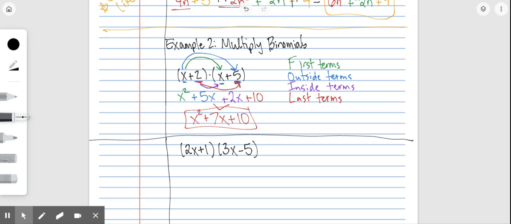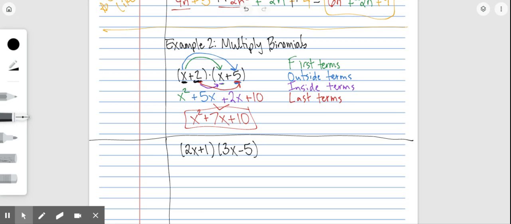So this is basically distributing, but I want to make sure that that term gets multiplied by each term on the other side. So the reason why we do first, outside, inside, and last is because each term in the first binomial has to be multiplied by each term in the second binomial. So notice this x in that first example got multiplied by the first x and by the 5. It did both of those. This positive 2 in that first binomial got multiplied by the x and the positive 5. That way I don't leave anybody out.